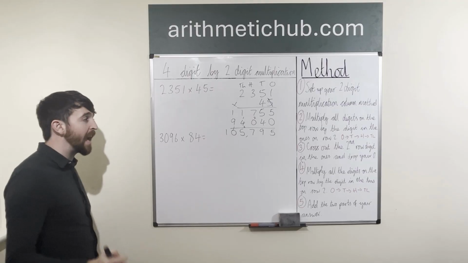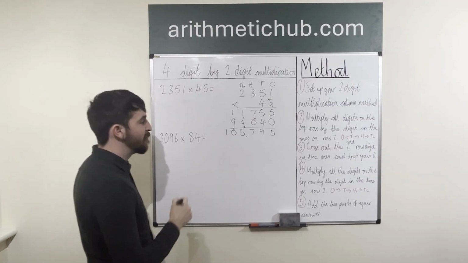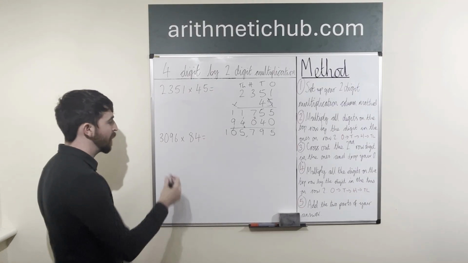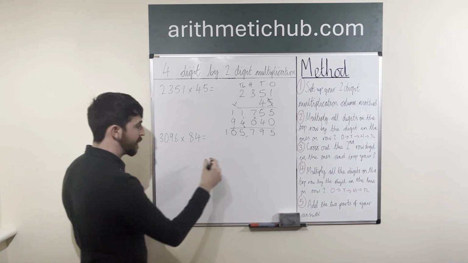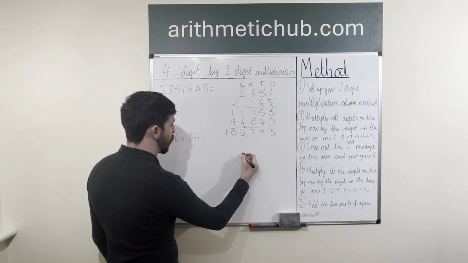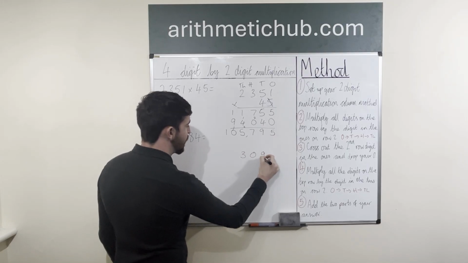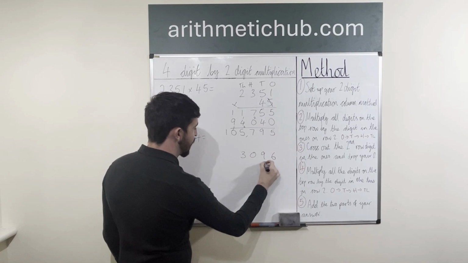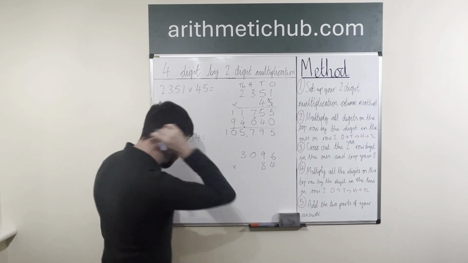Now let's have a little look at this one, okay? Just to have a little bit of extra practice of this method and get really familiar with doing this method, okay? So we've got 3,096 times by 84, okay? So 3,096, we're going to multiply it by 84.